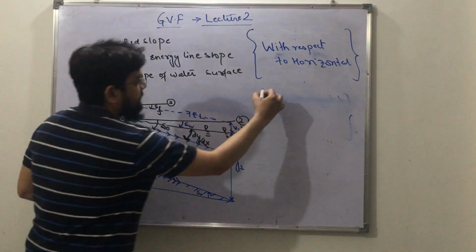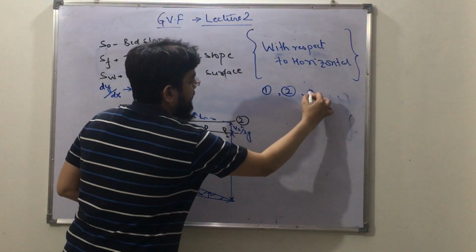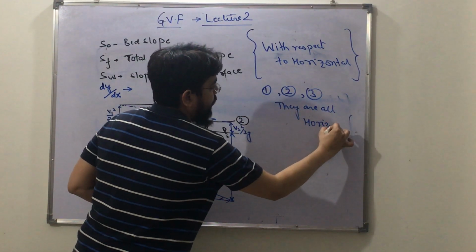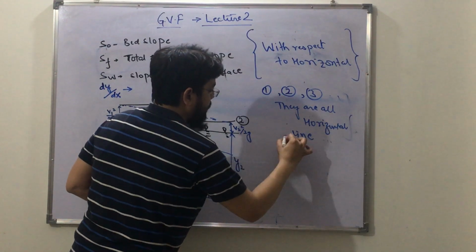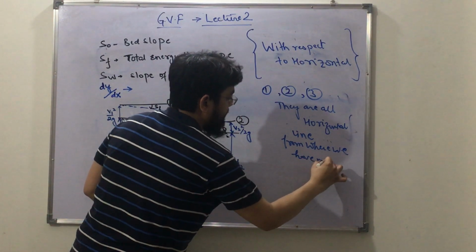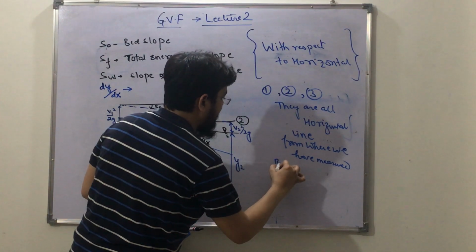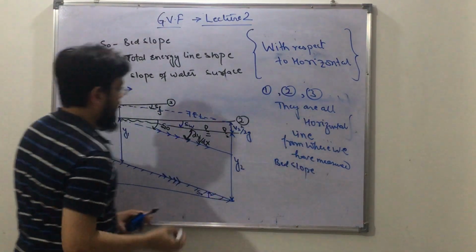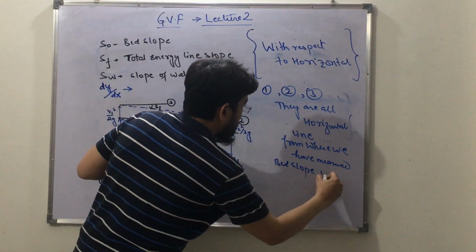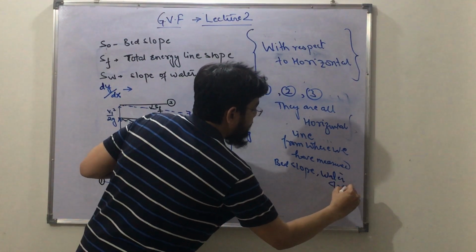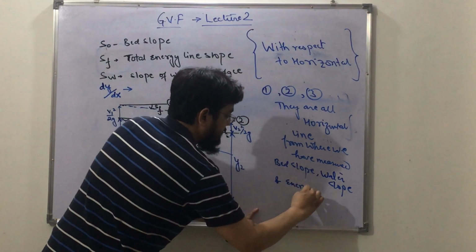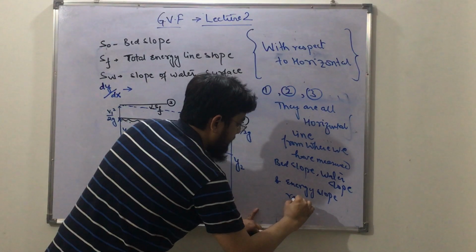So these 1, 2 and 3 are all horizontal lines, from where we have measured bed slope, water slope and energy slope respectively.